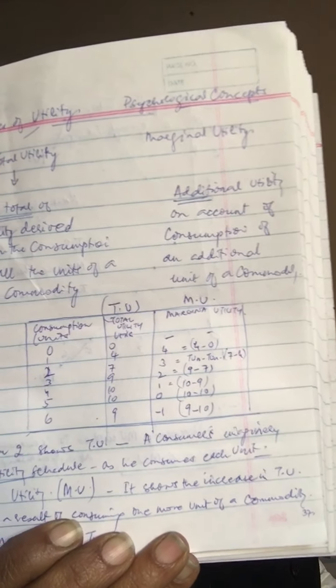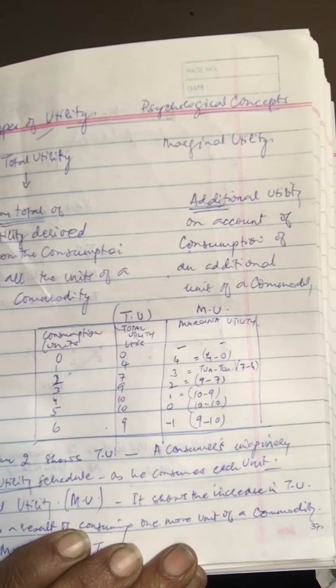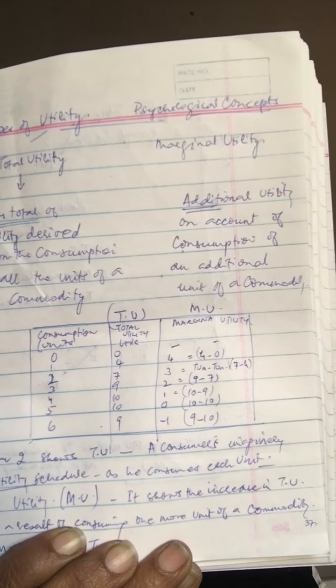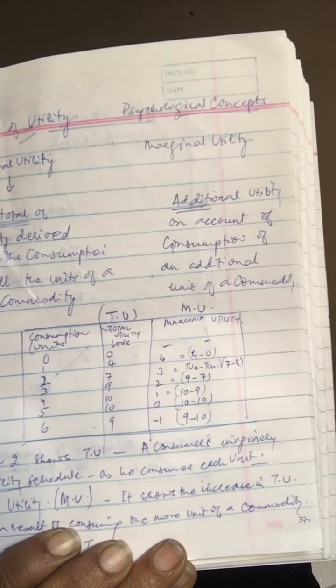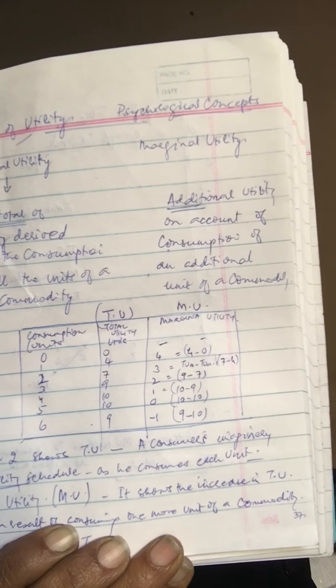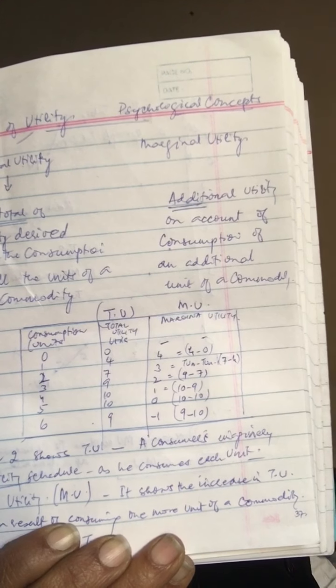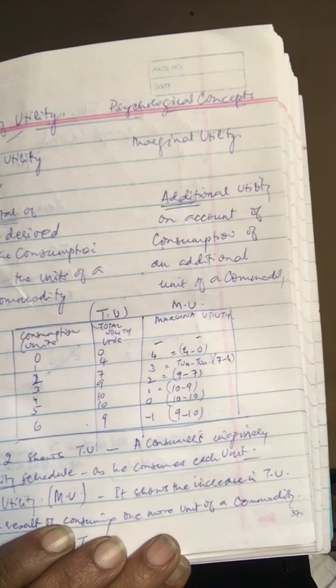With that we come to marginal utility. So what is marginal utility? It means the addition to the total utility from the consumption of one more unit of a good. Again, marginal utility means the addition to the total utility from the consumption of one more unit of a good.